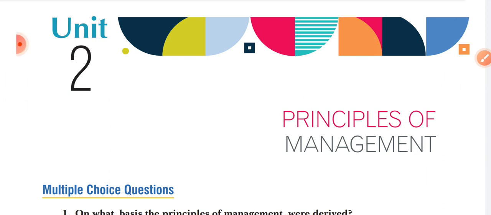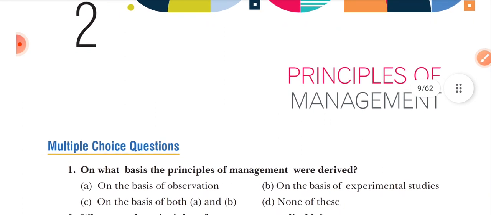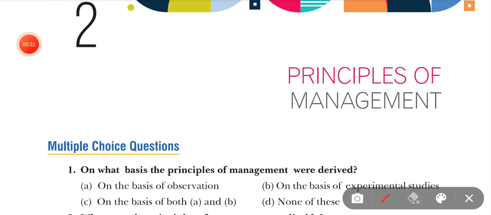Today we'll discuss Chapter 2 of Business Studies, Principles of Management. Let's start with question number 1. On what basis were the principles of management derived? And the correct option is option C, on the basis of both option A and option B.